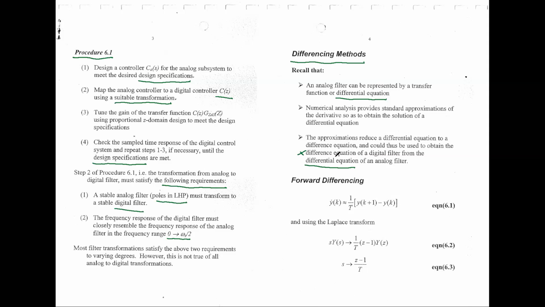So we have already seen how we can do this in one of the previous notes. The final result of forward differences, the equivalence of S and Z variables: S is Z minus 1 over T in the forward differencing method, and we have derived this in the previous lecture, how we came to this.